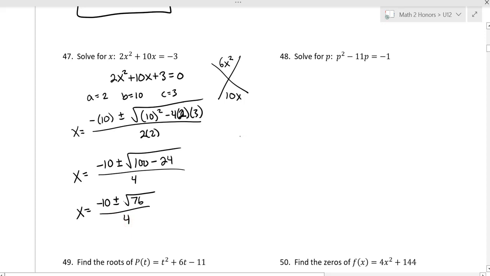Now I'm going to try to simplify the square root of 76. 76 is 2 times 38. 38 is 2 times 19.